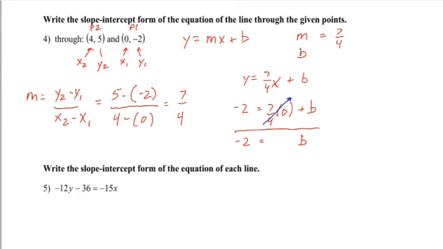Now I can just plug those values in. b is equal to minus 2 here, and I'm going to rewrite my original equation. y is equal to 7/4 x minus 2.